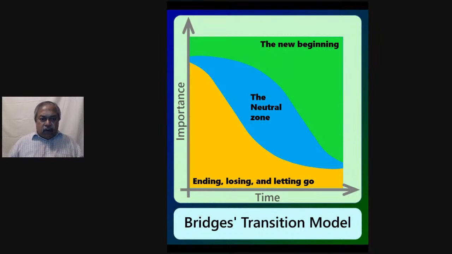If you see, the new beginning starts much higher. The green one is the new beginning, the new change we are talking about. And the yellow one is the ending, losing, or letting go. Whatever you were doing earlier, you have to let it go for the new thing to blossom and come out. And then there is a neutral zone. Let me talk about that also. That is a threshold zone. The threshold zone is extremely important.